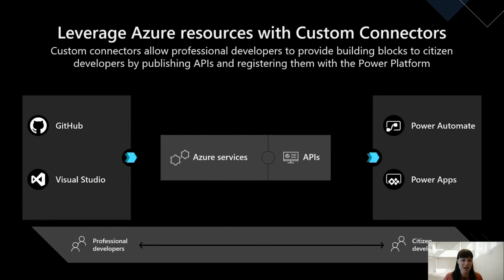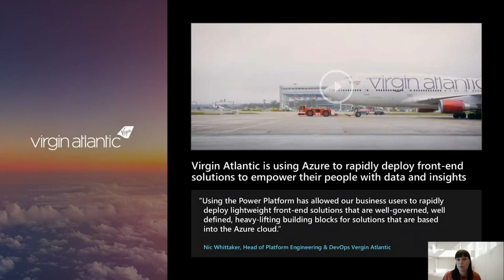The scenario looks the same. You have Git and Visual Studio on one side. You leverage your Azure services, build APIs, and you register them with the Power Platform and share with your pro developers.